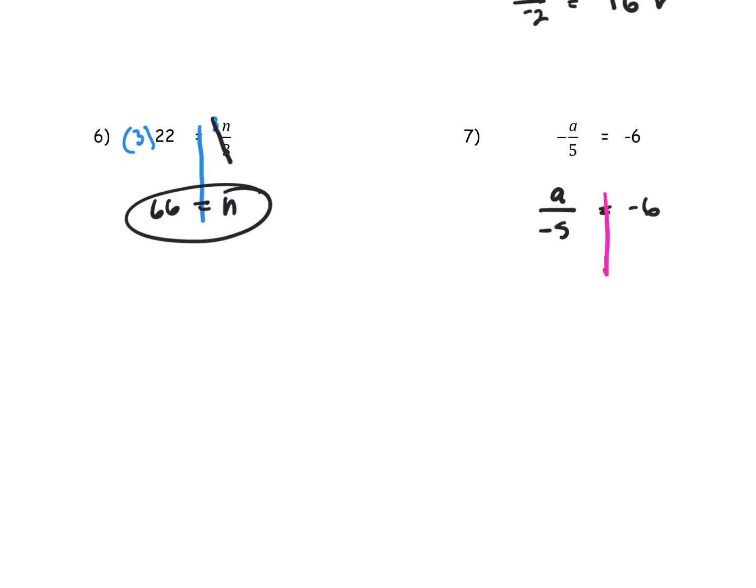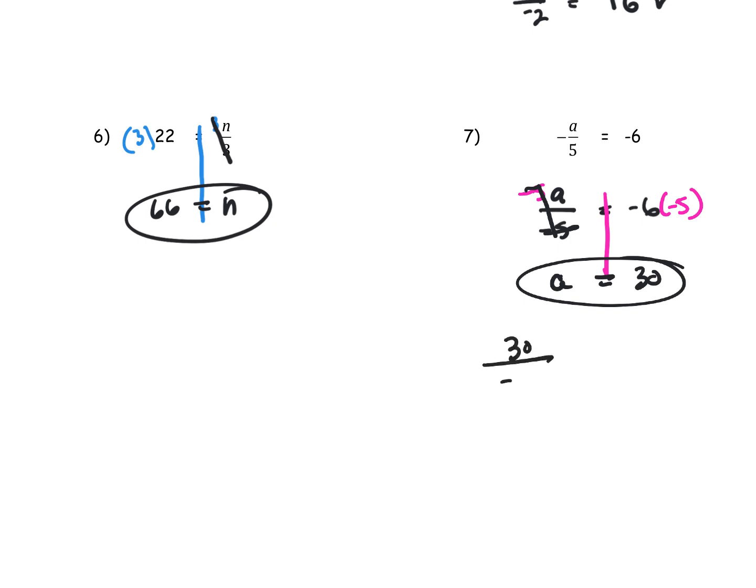So I look at the side that has the variable. It's a divided by negative 5. So I'm going to multiply by negative 5 on both sides of the equation. A negative divided by negative is a positive 1, leaving positive variable of a, and negative 6 times negative 5 would be a positive 30. Again, this would probably be something I'd want to check. If I took positive 30 divided by negative 5, it would indeed give me back a negative 6.